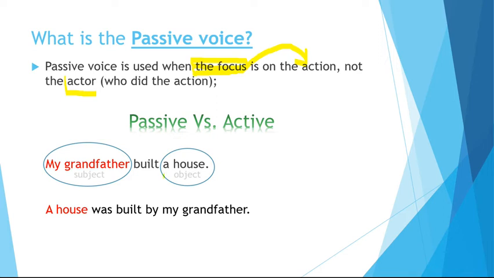The position is changed. We moved house to the beginning. We moved house to be the focus of our attention. A house was built by my grandfather. So a house is the new subject. My grandfather is the agent of the sentence. So we're changing the focus to the house. That's it. This is the whole point of the passive.